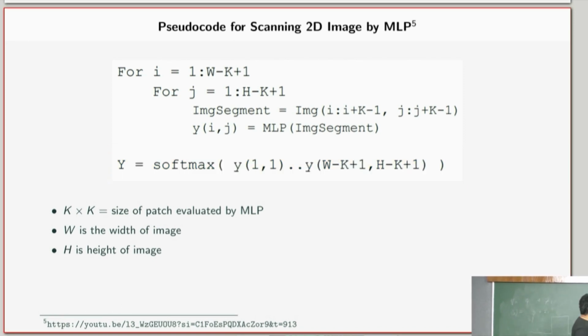So as usual, the notations are: k by k is the size of the patch being scanned by the MLP, w is the width of the image, and h is the height. So j is kind of going downwards, i going horizontally. So this is a simple scanner in the 2D case.